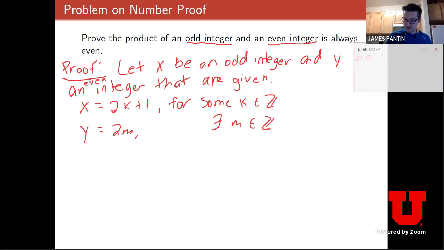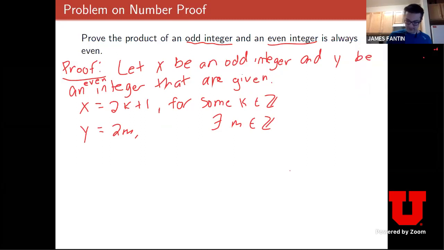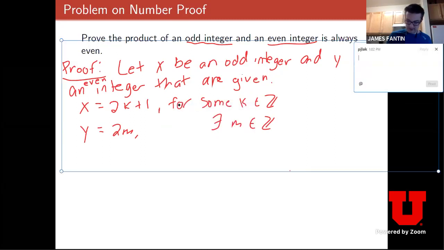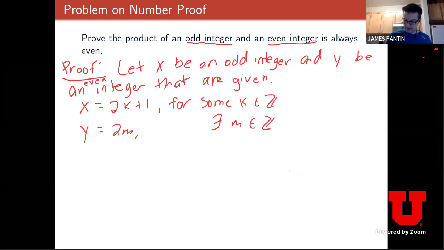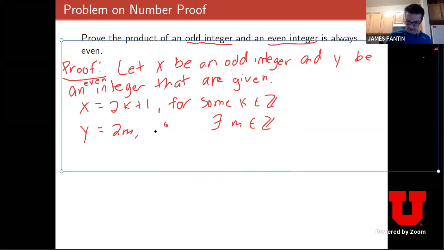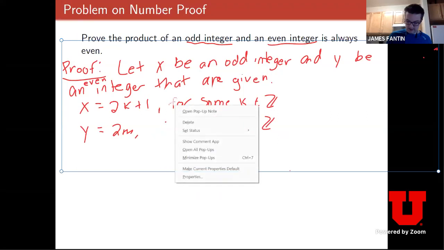I don't know what Adobe's doing. What is going on? Can't erase.